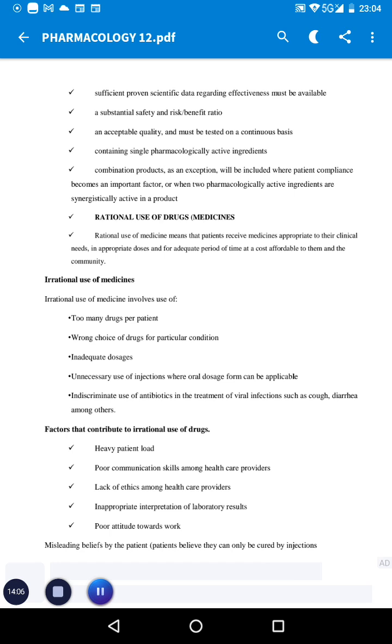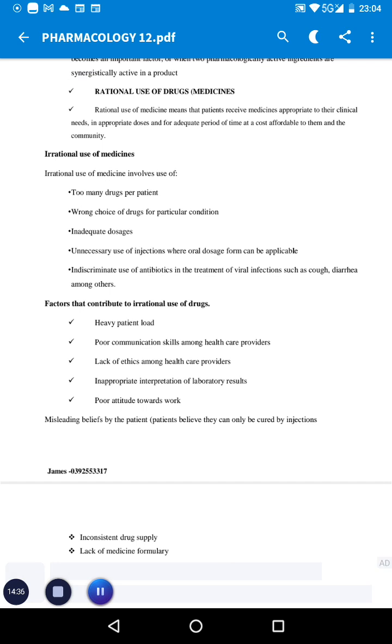Irrational. Now, when the drug has been used rationally, it means patients have been given the right medicine that matches the clinical problems, the right doses given within the right period of time at a very affordable cost. That means everything is perfect. But in scenarios where things happen to go wrong, that's what we are calling irrational use of medicines. Now, this involves the following.